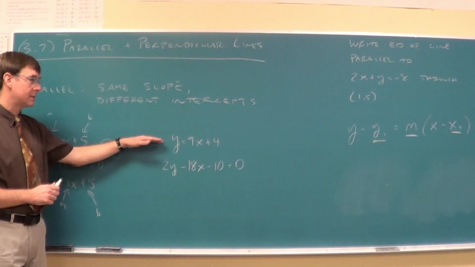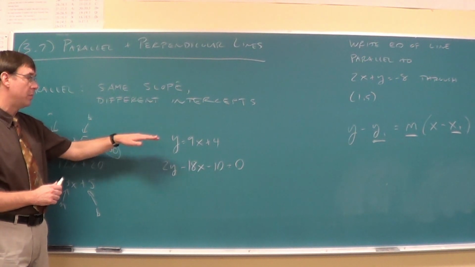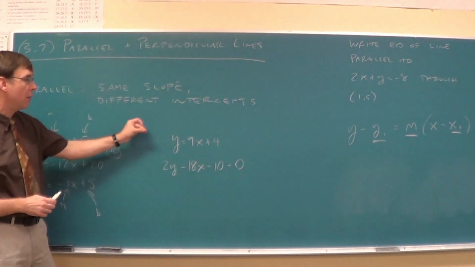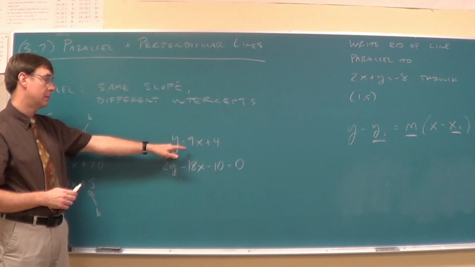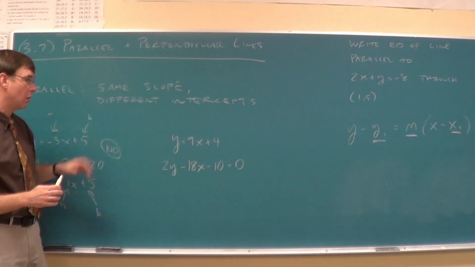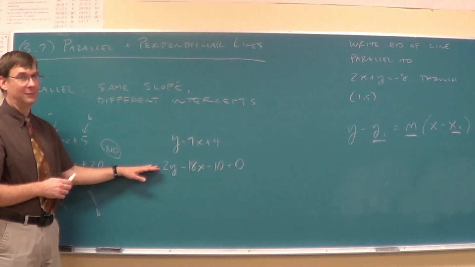So I look at this, we're happy or we're mad? That one we're happy, because we're in slope-intercept form. The y's already alone, so we can read right away, slope is 9, intercept is 4. So we're good on that one.